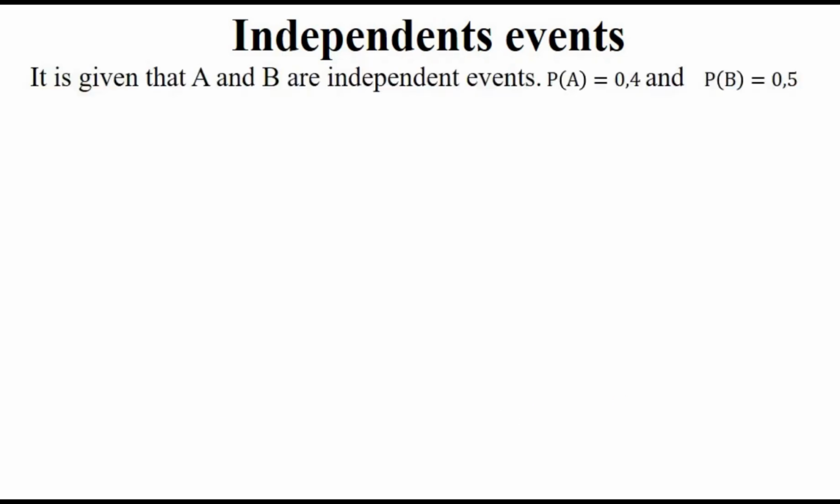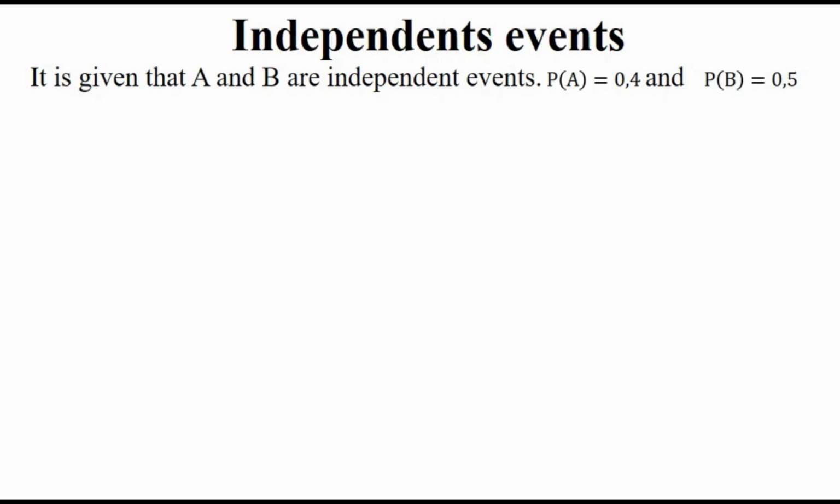Now, let's look at the given example. It is given that A and B are independent events. Okay, we are told that the two events are independent. Then there are events that are mutually exclusive. If they are not mutually exclusive, then they are independent. Now the given events, A and B, are independent.